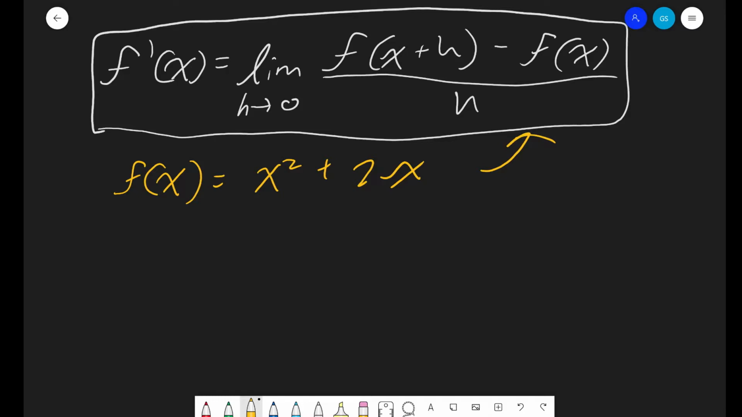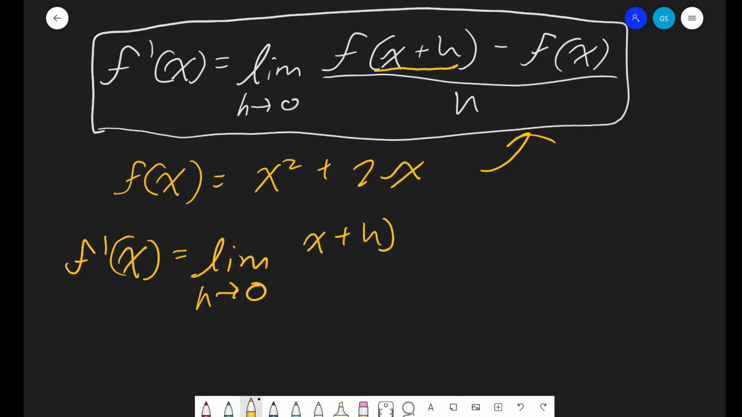All right, so the way we do it is we first write f prime of x is equal to the limit of h approaching 0. And basically all you're really going to do is just follow this formula. For every x value, we're going to plug in an x plus h for the first part. So we have an x squared here, so we're plugging in an x plus h into x squared. So that's x plus h squared, right?